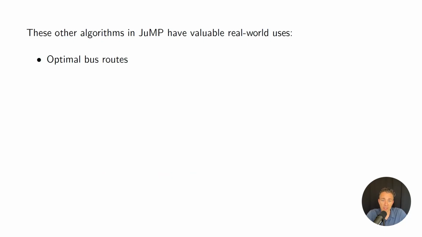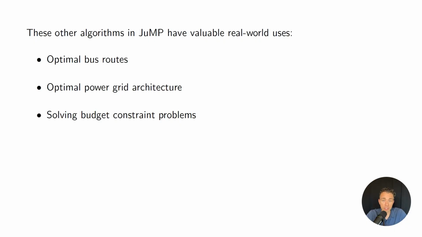So this would be things like I'm trying to come up with optimal bus routes or other public transit scheduling. I thought it was nice to put in bus routes here because we talked about the Rust bus engine problem in the past. Other public infrastructure like power grid architecture, solving budget constraint problems where there's linearity in the utility function. So these are all valuable real-world uses. And then maybe not as valuable is solving Sudoku puzzles, but it can be used to do that as well.